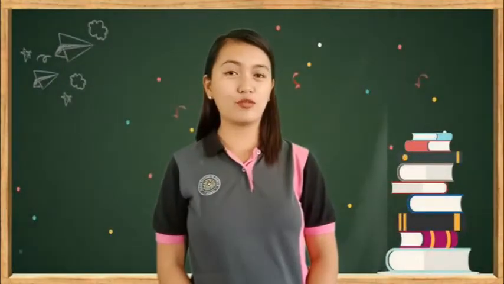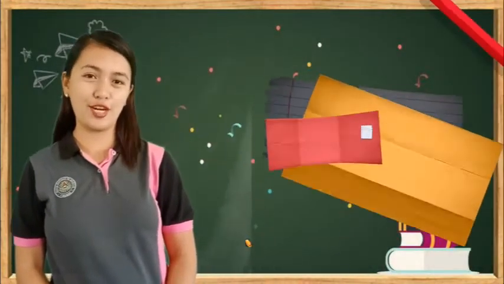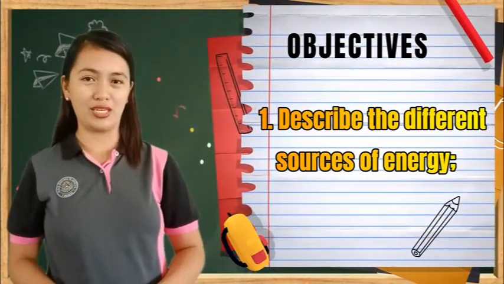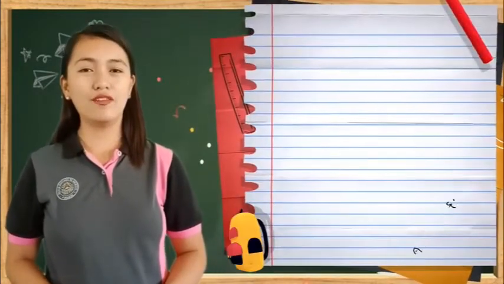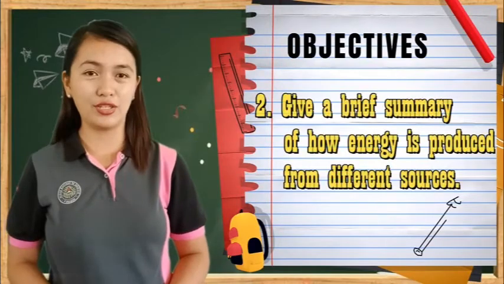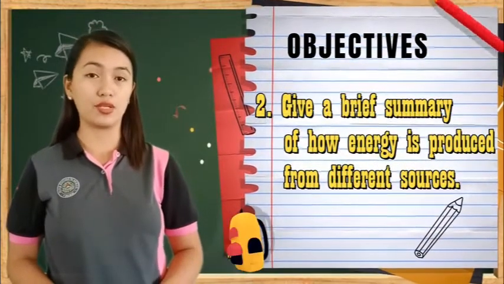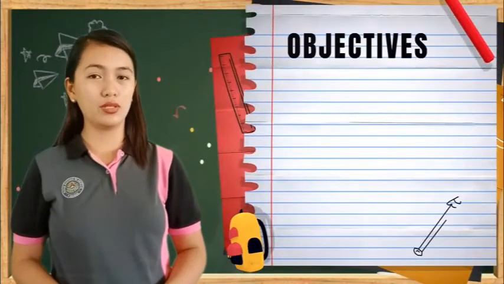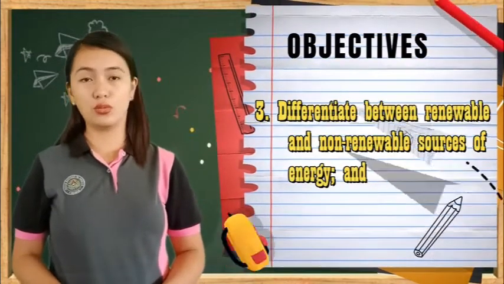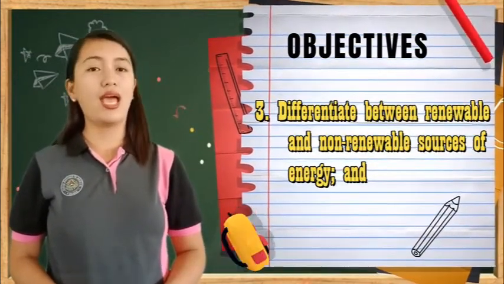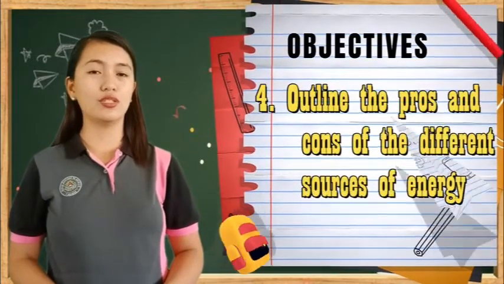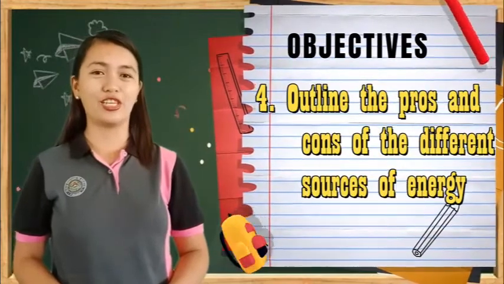Our objectives for today are: first, describe the different sources of energy. Second, give a brief summary of how energy is produced from different sources. Third, differentiate renewable sources from non-renewable energy sources. And lastly, outline the pros and cons of the different sources of energy.